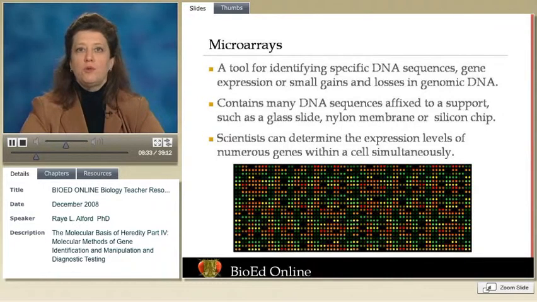Microarrays are powerful tools for identifying specific DNA sequences, gene expression, or small gains and losses in genomic DNA. Microarrays contain many DNA sequences affixed to a support, such as a glass slide, nylon membrane, or silicon chip. For the microarray image shown on this slide, let us assume that each spot on the array contains the DNA of a different form of a polymorphic marker. For every form or variation of the marker, there is a separate spot on the array.